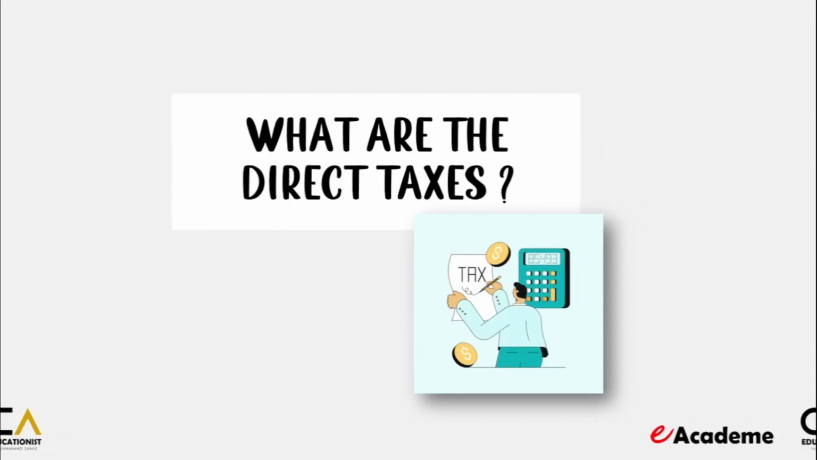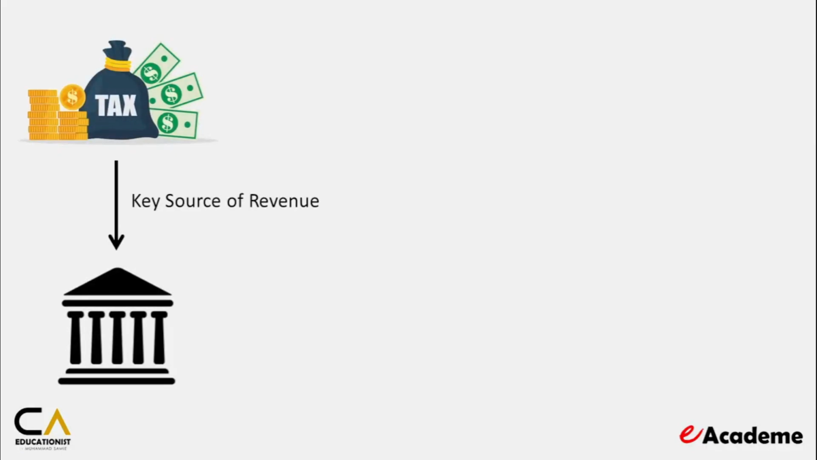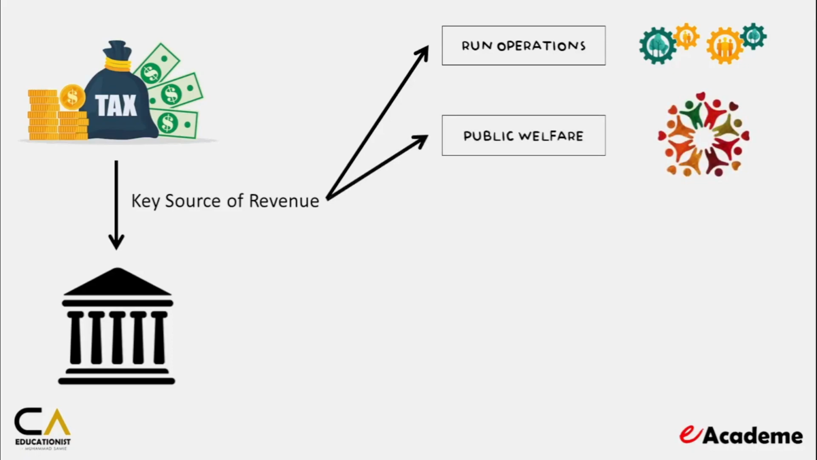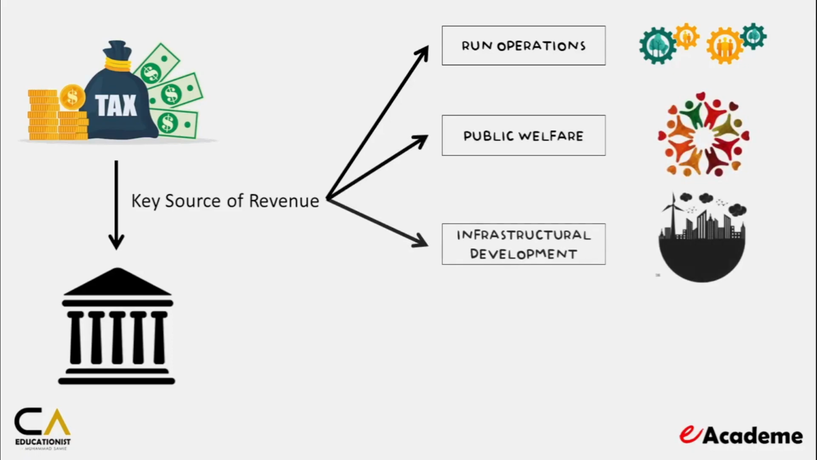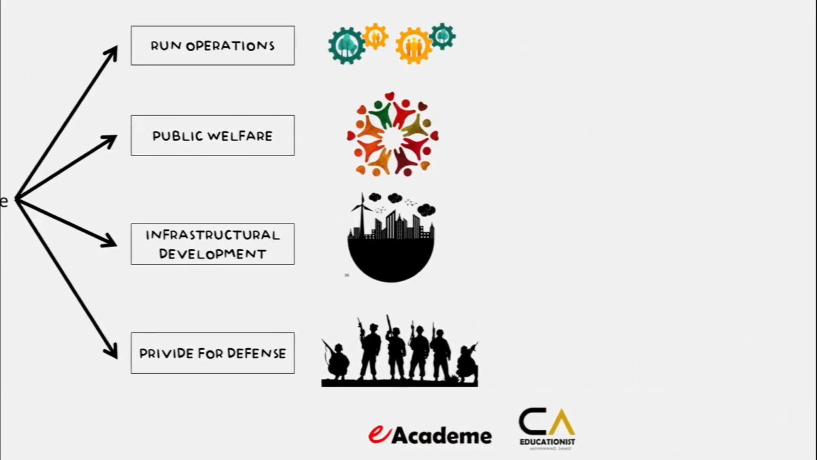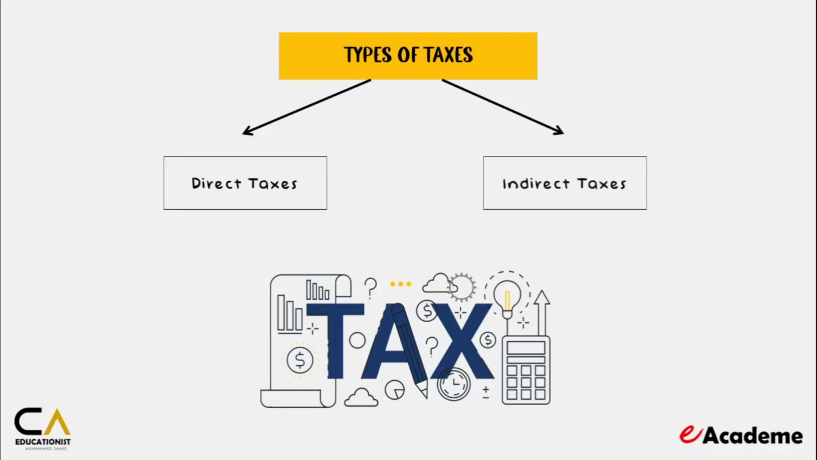Let's talk about direct taxes. Tax is one of the core sources of income for the government of any country that is utilized for running operations, ensuring public welfare, meeting infrastructural development targets, and providing for defense. There are primarily two types of taxes as levied by the tax levying authorities in every country. Number one, direct taxes. Number two, indirect taxes. We will be focusing on direct taxes in this video.